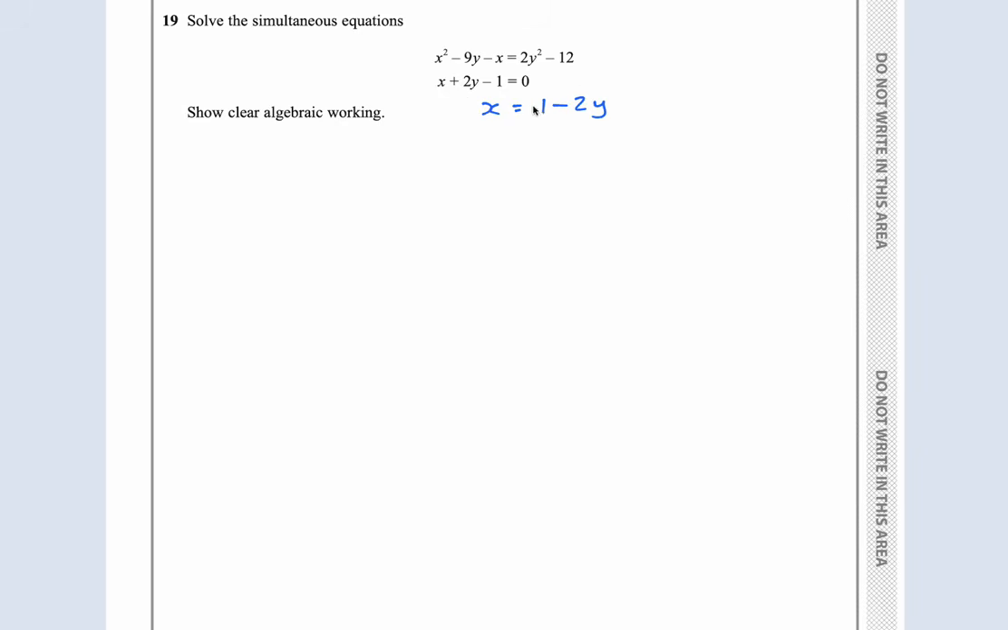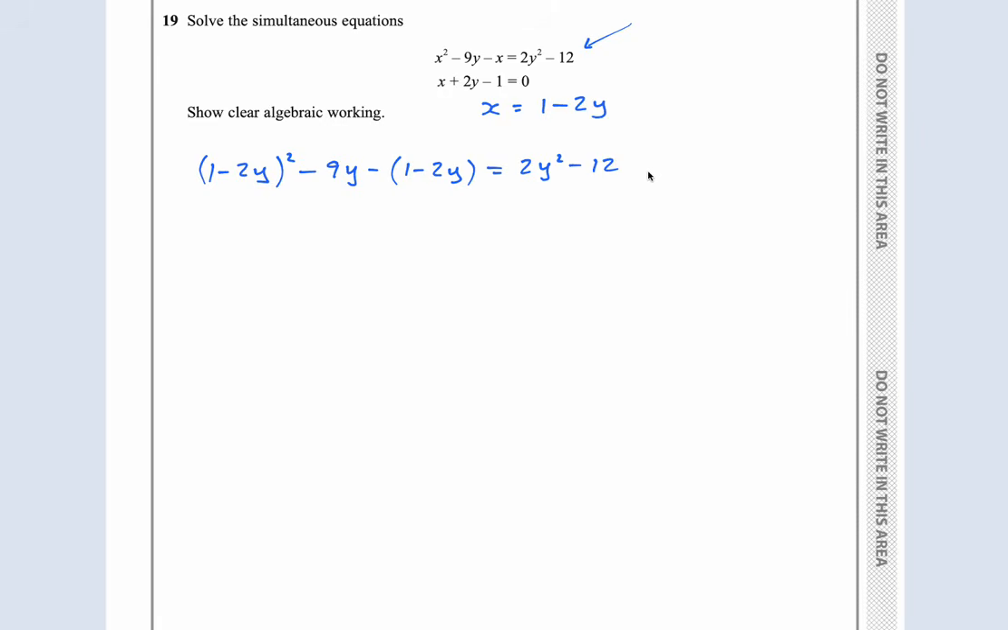Now I have x equals 1 minus 2y. Then instead of x in this equation, this non-linear equation, I'm going to put 1 minus 2y. So instead of x squared, I'm going to write (1 minus 2y) squared, minus 9y, minus (1 minus 2y), equals 2y squared minus 12. Okay, now I have just one equation.